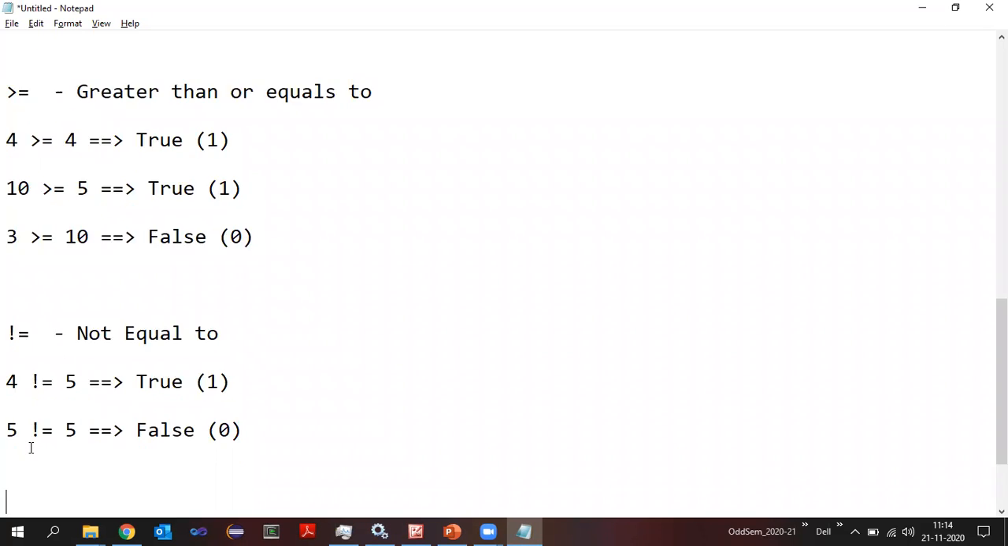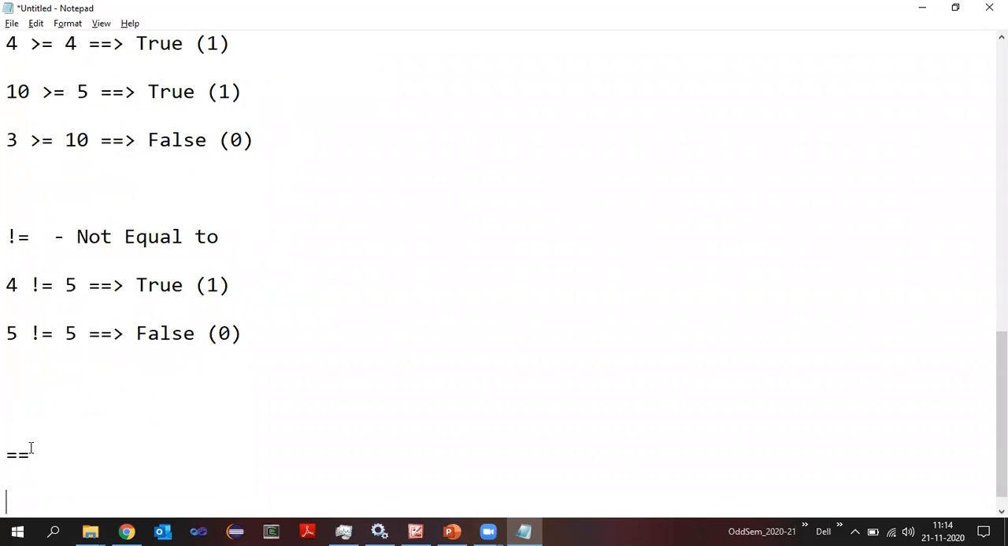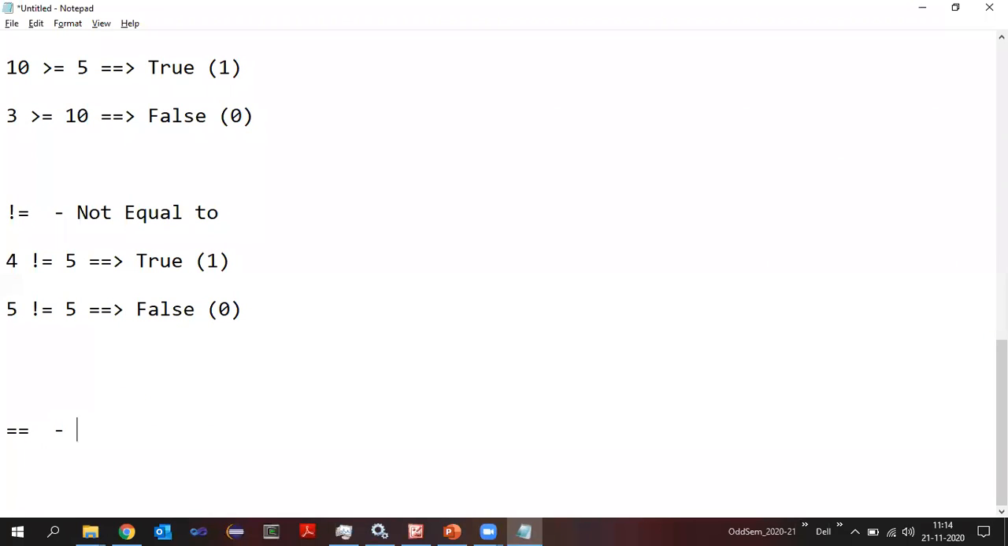Okay, now next. The last relational operator is called is equals to. Pay attention here, this is very, very important. What I have written here is two equals to symbols. If I use two equals to symbols, it is considered the relational operator named equals to. So what will this equals to do? Again it will try to compare the two values.